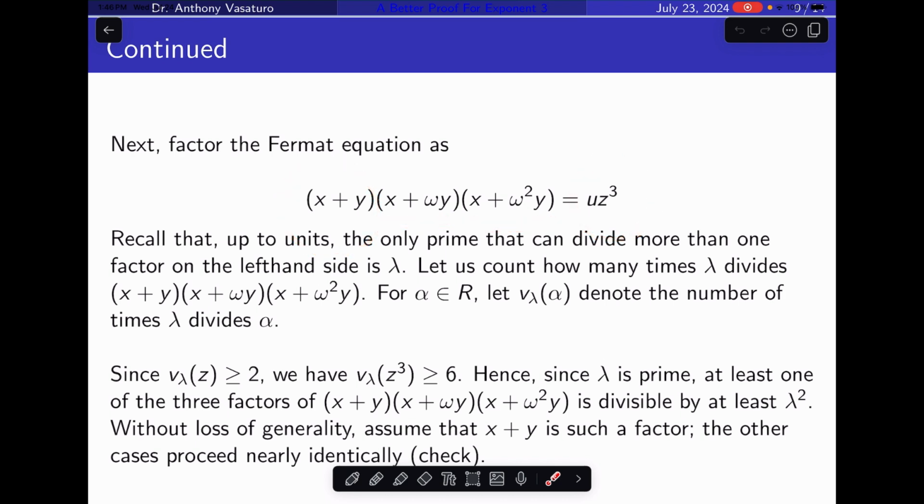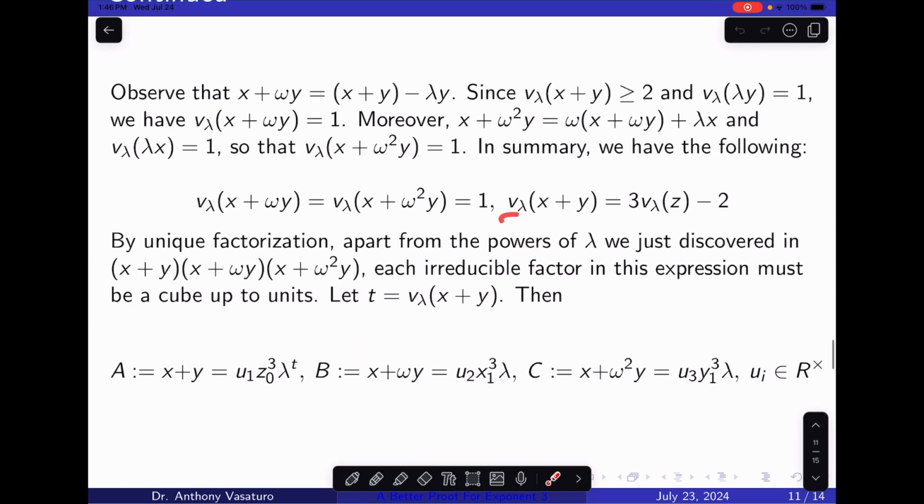Well, what is the number of times that lambda divides this? It's 3 times v lambda z, right? So v lambda of x plus y is 3 v lambda z minus 2. Great. Now, by unique factorization, R is a unique factorization domain. Apart from the powers of lambda we just discovered dividing this expression, this is the factored version of the left-hand side of the Fermat equation.